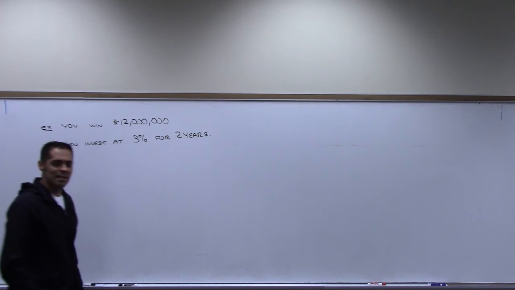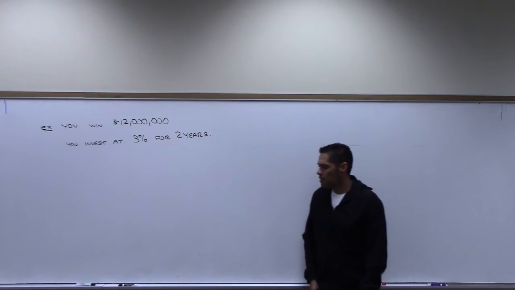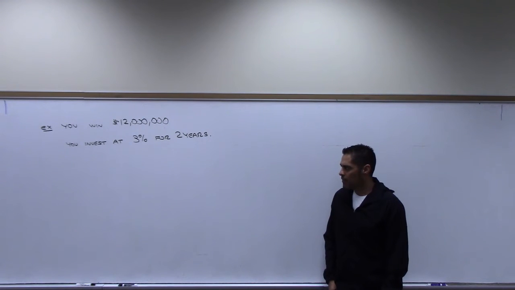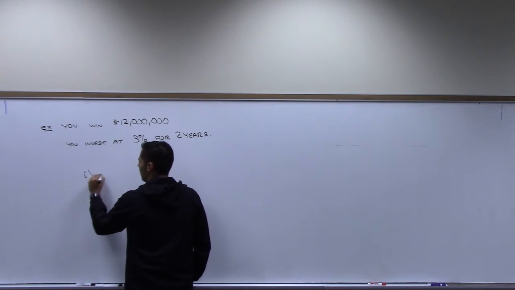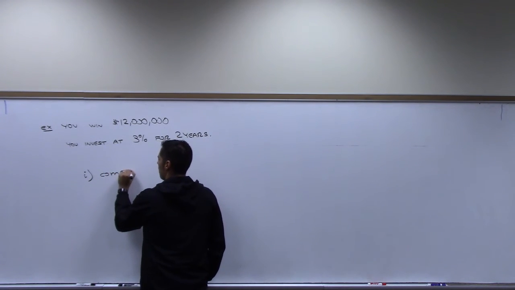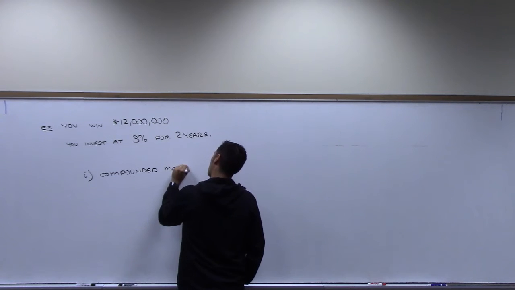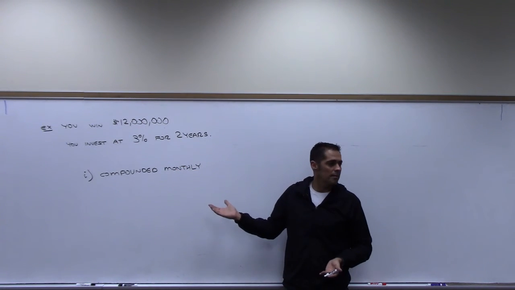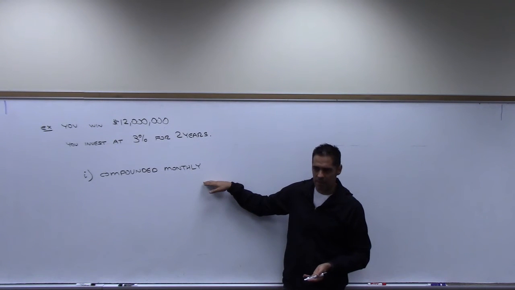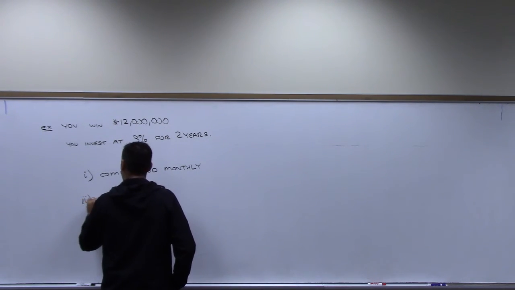All right, so let's do the same questions. Let's say that you have it in this investment, it's compounded monthly. And I want to know after 2 years how much money you're going to have, right? I'm not going to rewrite the question. You understand what I'm asking though? Okay. Then the other question is, what if it's compounded continuously?